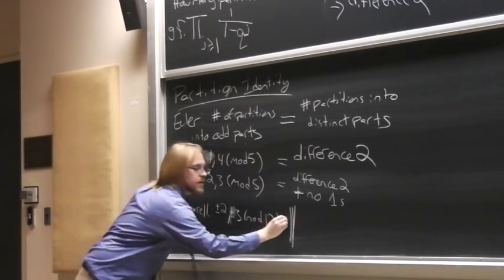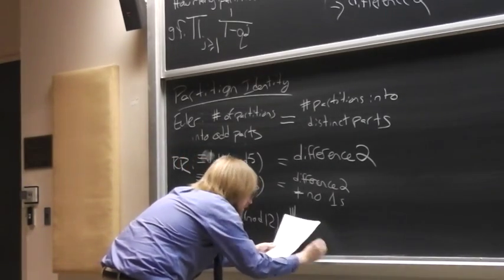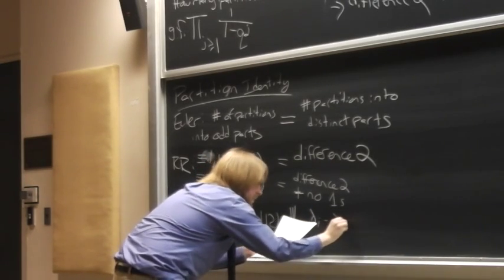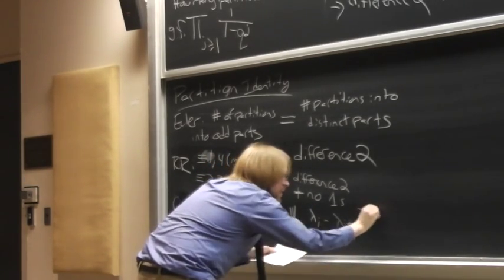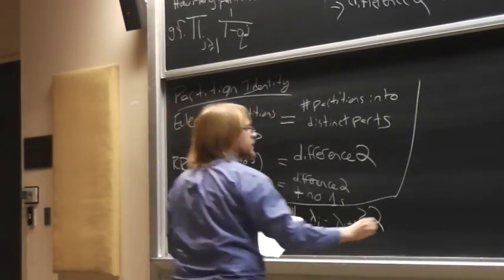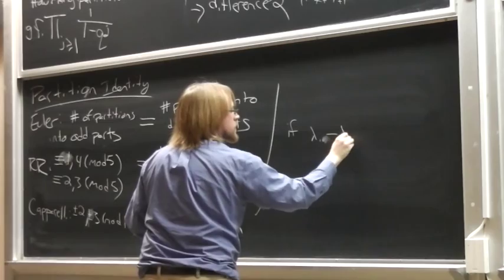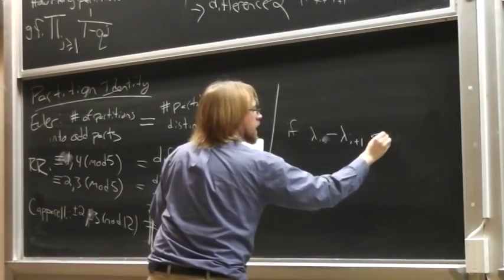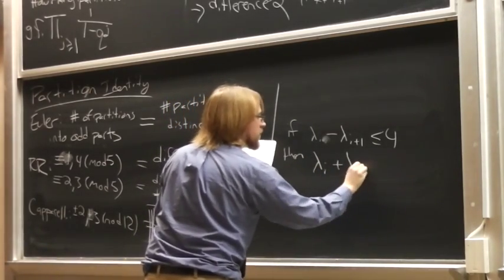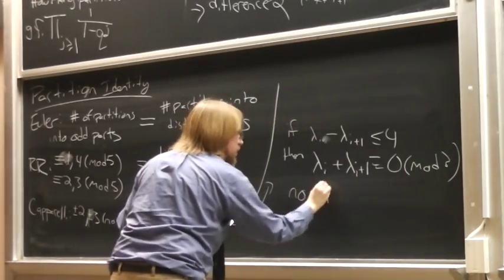And on over here, this equals, so I have to be careful with off the top of my head, lambda I minus lambda I plus 1. So I have a difference 2 condition. I also have: if lambda I minus lambda I plus 1 is at most 4, then lambda I plus lambda I plus 1 is congruent with 0 mod 3, and there's no 1s.